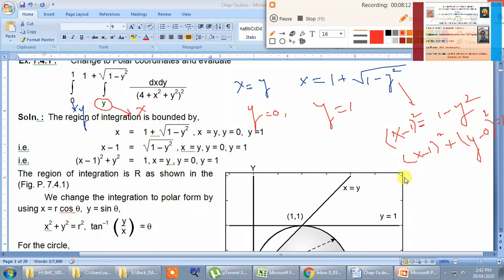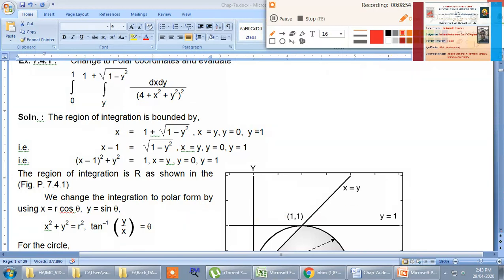Is it looking like (x minus a) whole square plus (y minus b) whole square is equal to r square? So this is a standard circle having center at (a, b) and radius equal to r. So this also is a circle: (x minus 1) whole square plus (y minus 0) whole square equal to 1, and 1 can be written as 1 square. So this circle has center at (1, 0) and radius equal to 1. So let us draw a circle with center at (1, 0) and radius equal to 1.